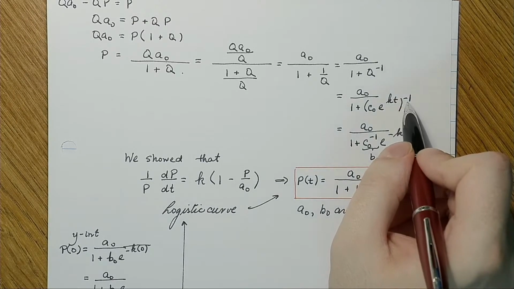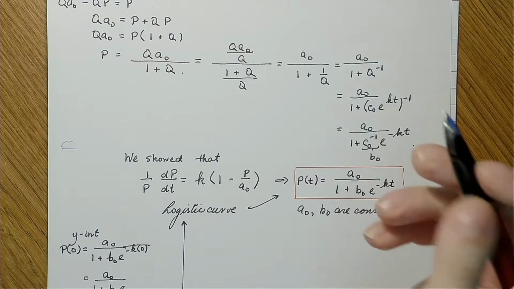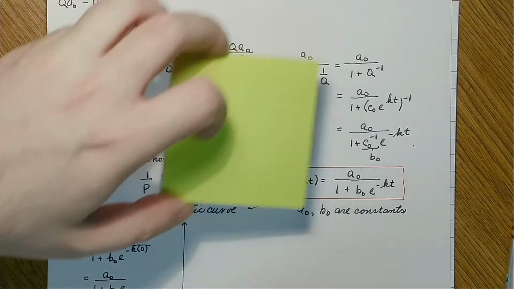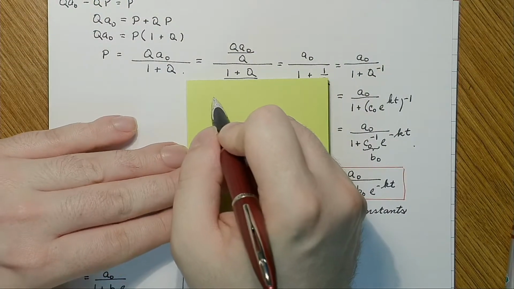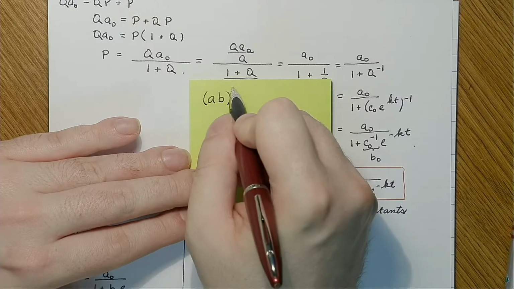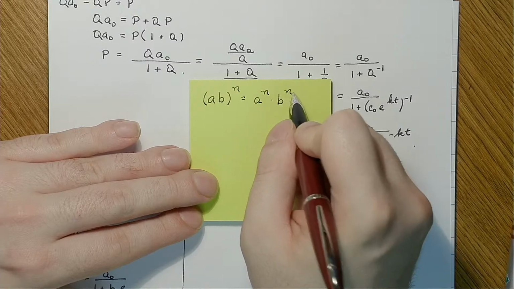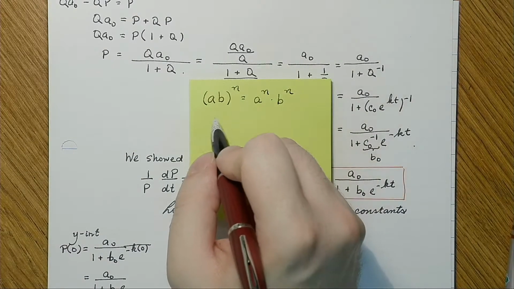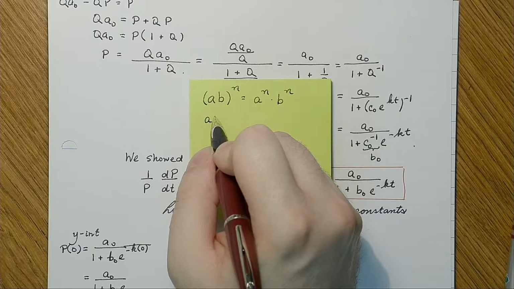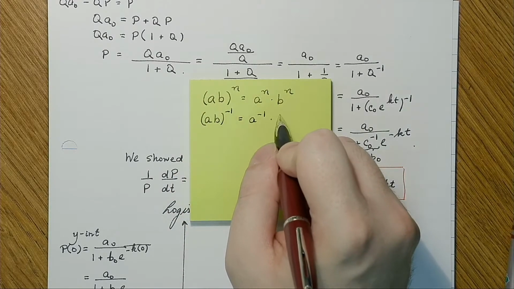And I can apply this negative 1, though, because of my law of exponents. So again, very similar to that, I have a and b to the n. I can do a to the n times b to the n. So in this case, I've done to the minus 1. So I have a to the minus 1 times b to the minus 1.